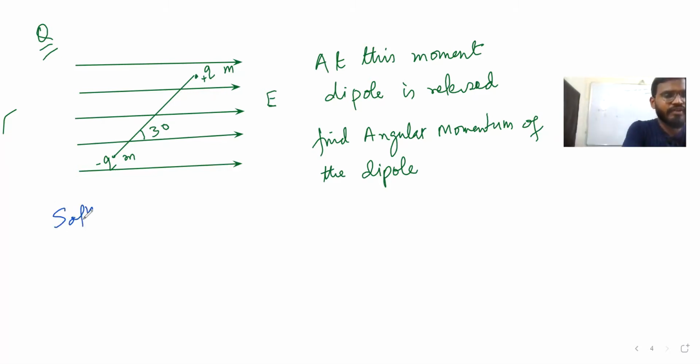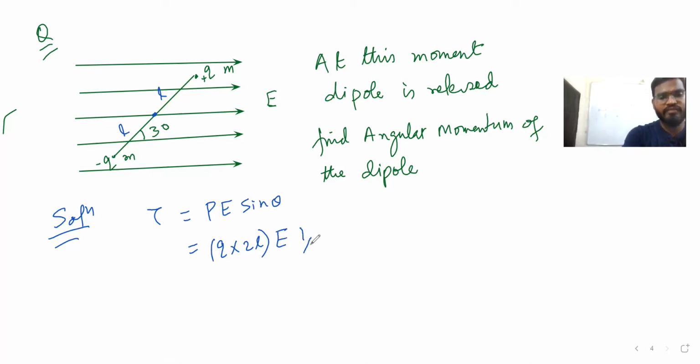If you guys see, the first thing we should find here is what? Yes, it will experience a torque. Torque is going to be PE sine theta. That is what we learned before. But P is what here, guys? Distance, no? Distance we can take as L. So P is equal to Q into 2L, and then E is E only. Sine 30 is half, so we can remove this. We got P L E, that we got as the torque.